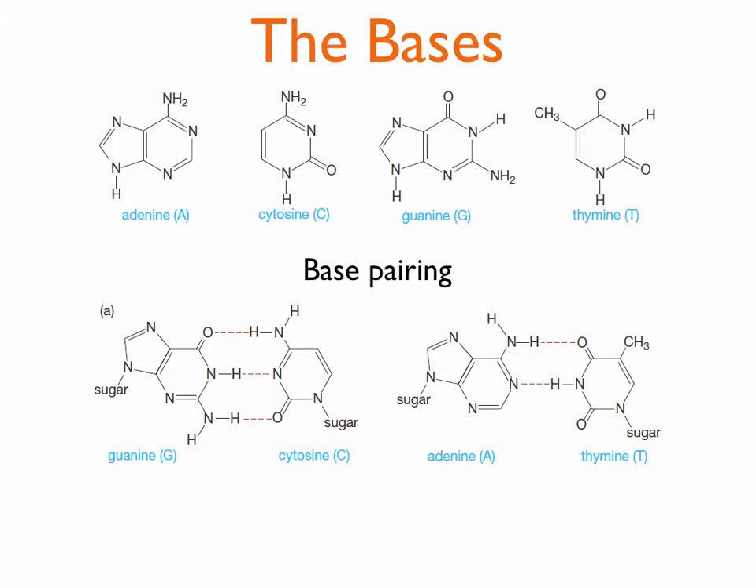You will never get pairing outside of these 2. So for example, adenine will not bond with cytosine. Adenine will only go with thymine. Cytosine will only go with guanine.